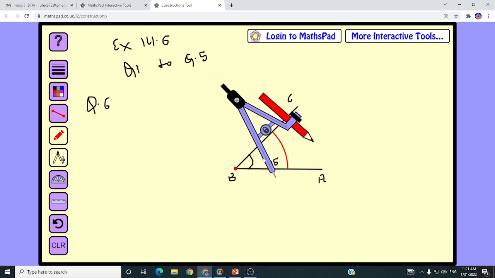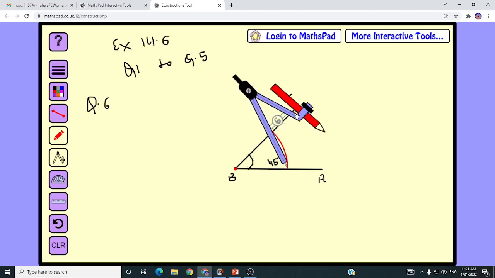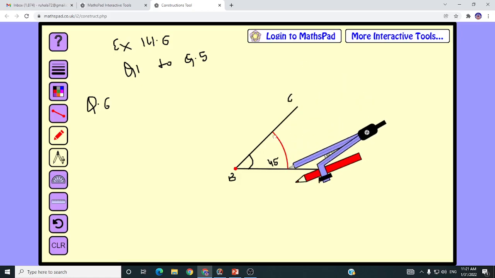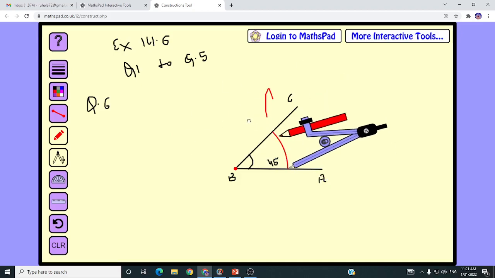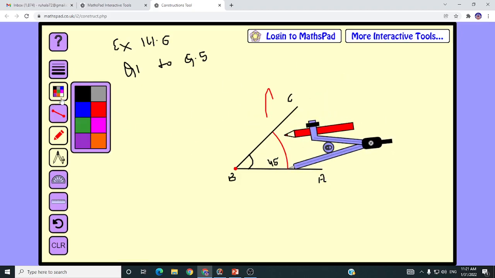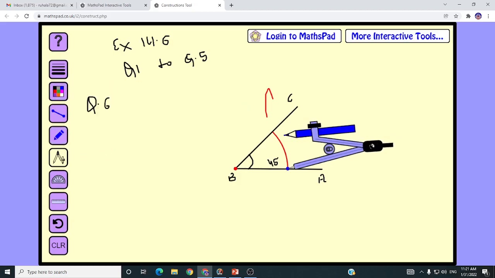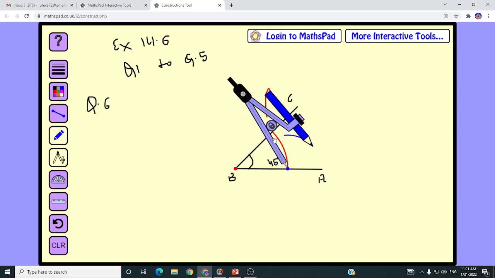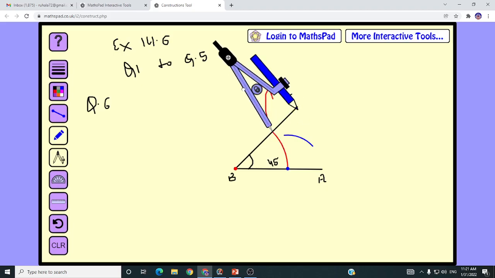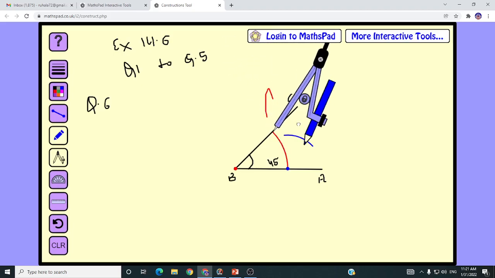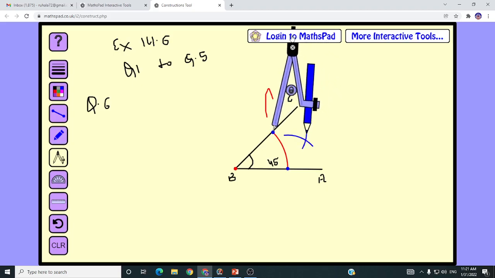Now put the tip of the compass here. Take more than half the distance and make an arc here. I will use the blue color, put the tip of the compass here and mark an arc. You get the intersection point. I will take this point as D. Join B to D.